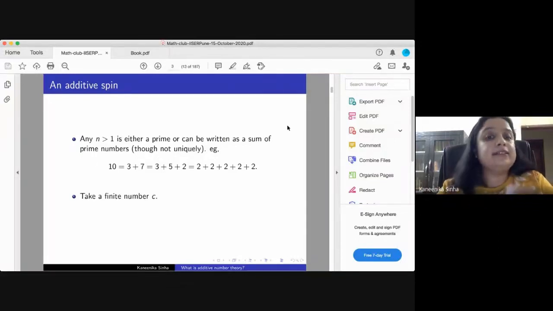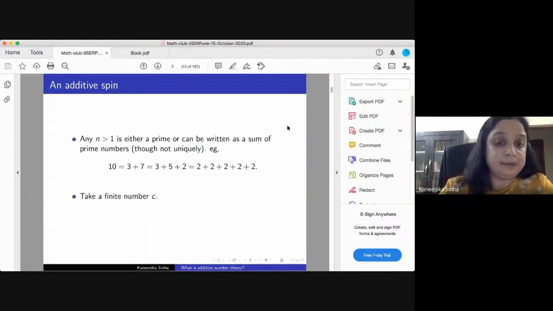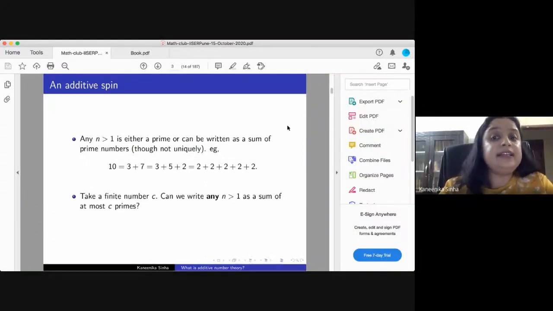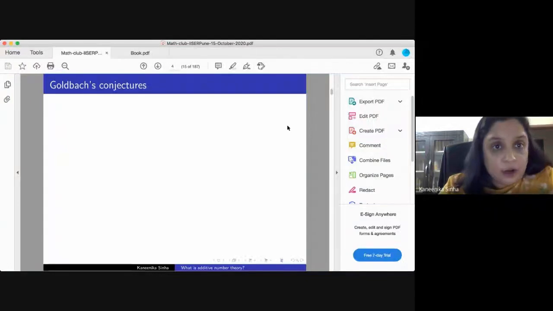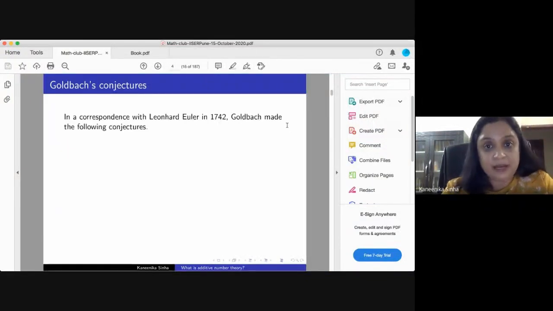And now we can ask the same question that we asked for products of primes. Let's take a finite number c. Can we write any n greater than 1 as a sum of at most c primes? For example, can we write any n as a sum of at most 100 primes? In this context, the famous Goldbach conjectures were made by Goldbach in 1742.